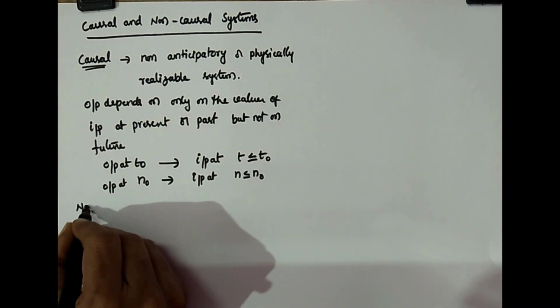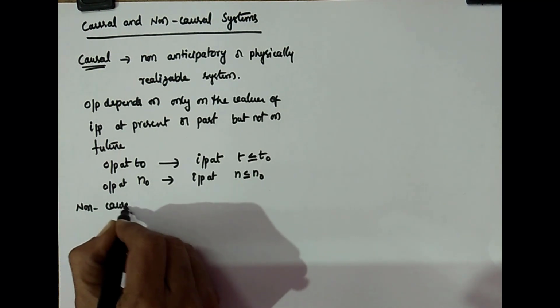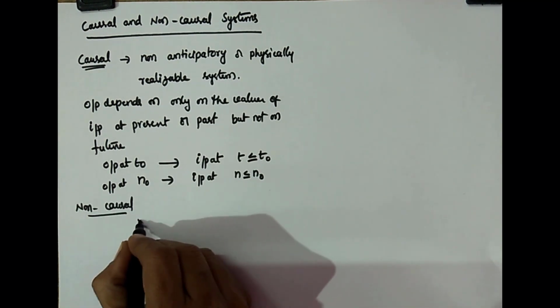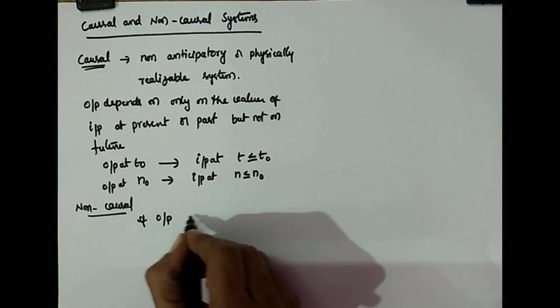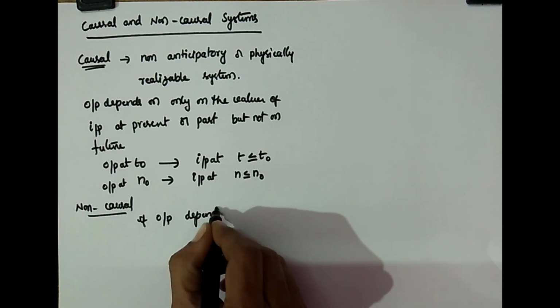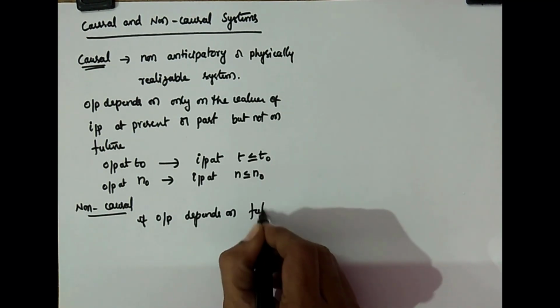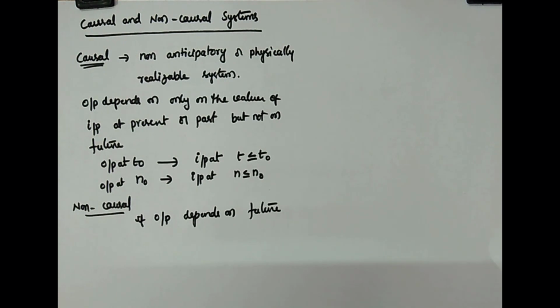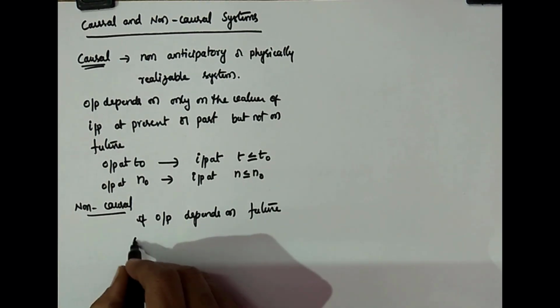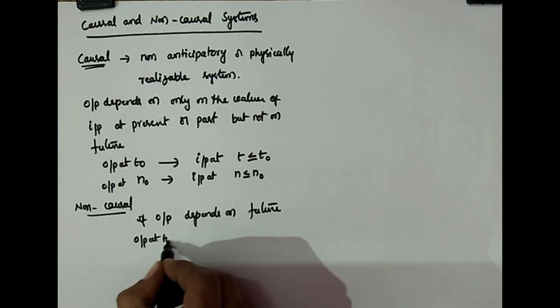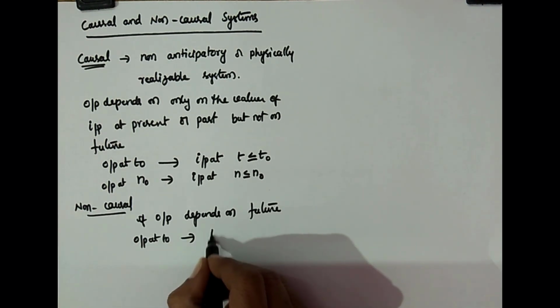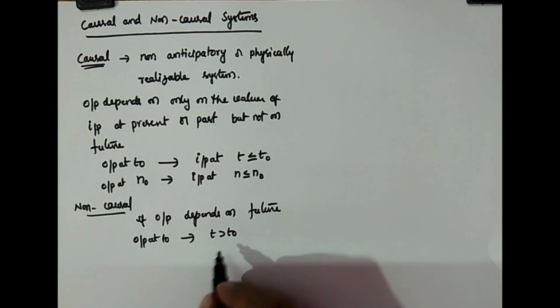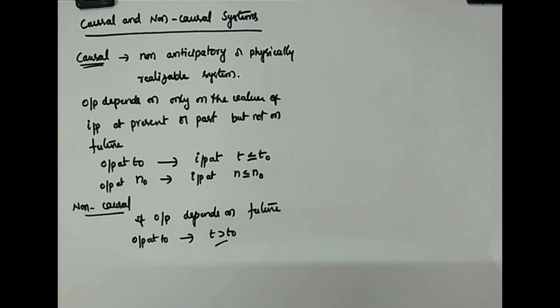So what is a non-causal system? If output depends on future, that is called a non-causal system. Okay, it means the output at T0 depends on T greater than T0 also. This type of system is called a non-causal system.